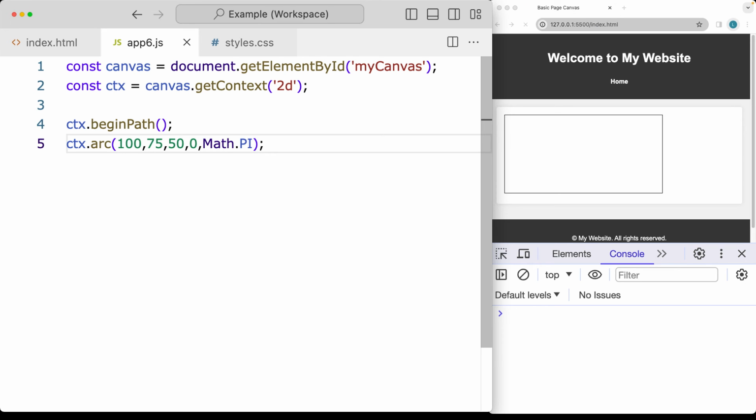So this will draw a semicircle, so half a circle, and CTX stroke in order to finish the drawing. So there's our half drawing there, drawn of the half circle.